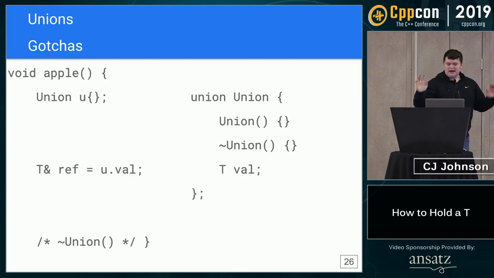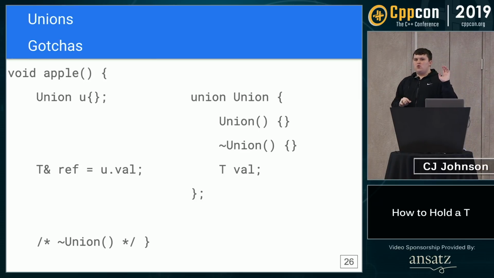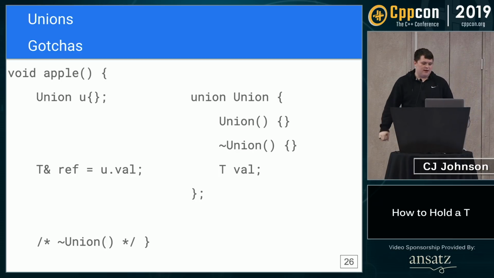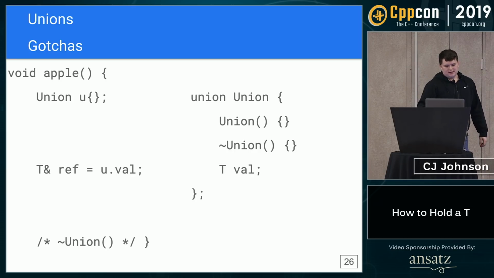Just one gotcha is if you want to support all T's and not just trivial types, you have to manually implement the constructor and destructor for the union, and you have to intentionally leave them empty so that it leaves the value uninitialized. It's a little weird, but yes, that is how you have to define these unions, and then you're free to use the val inside of it as a storage type. Awesome, okay.